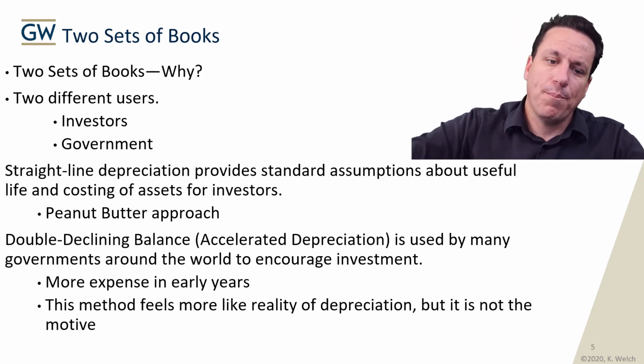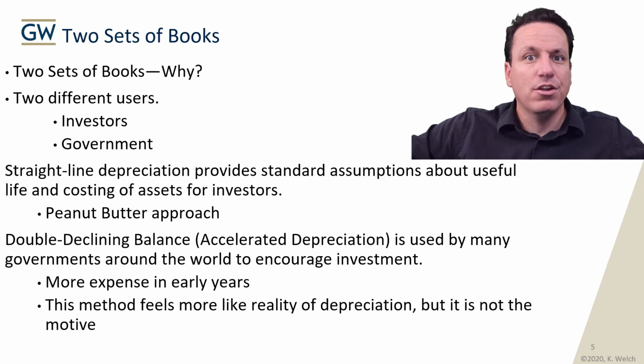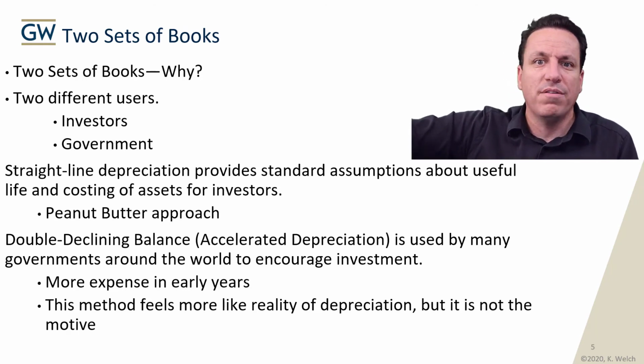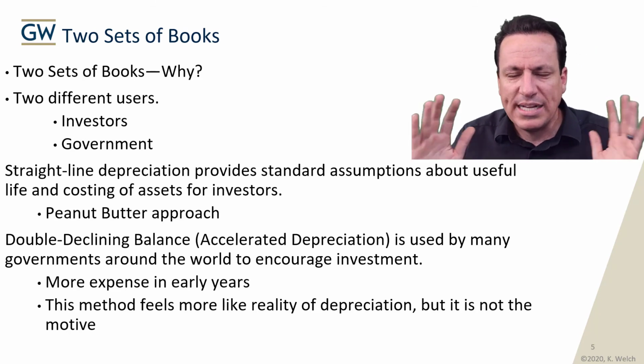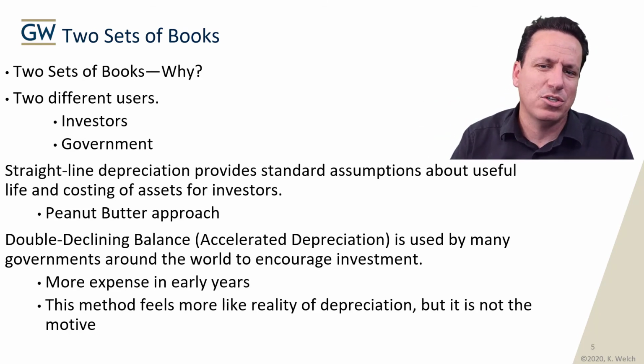It's called the peanut butter approach. Basically, we just take the amount of years we're going to use it and peanut butter spread the value across all the years evenly. Just a peanut butter approach. That's what straight line is. A lot of you like that because it's so easy.